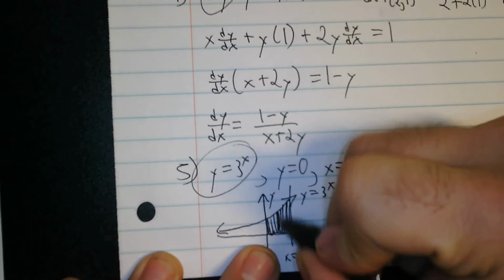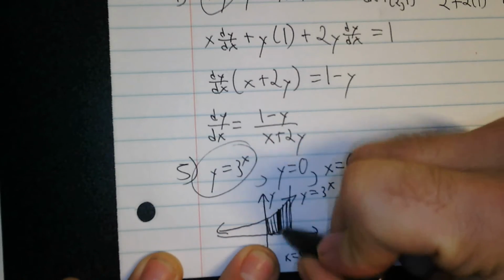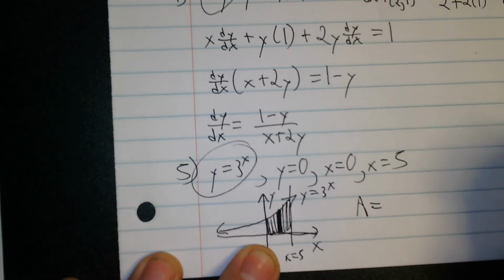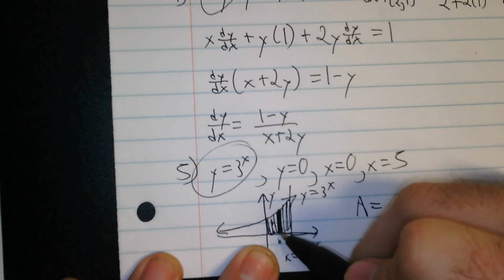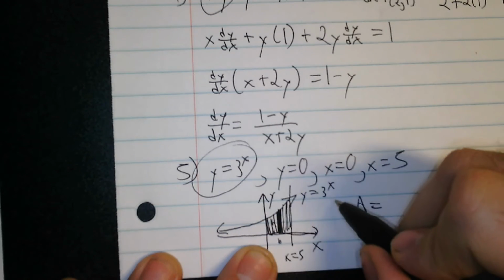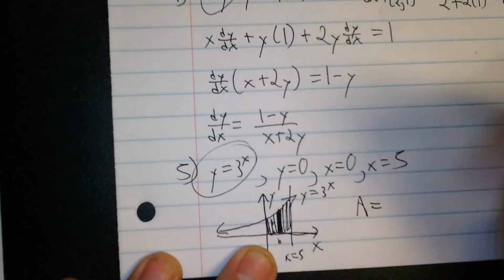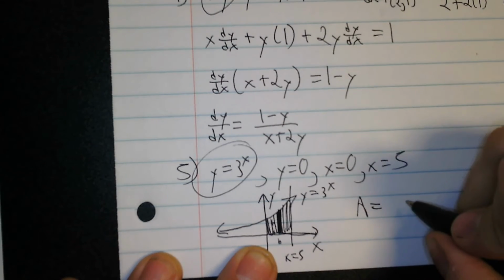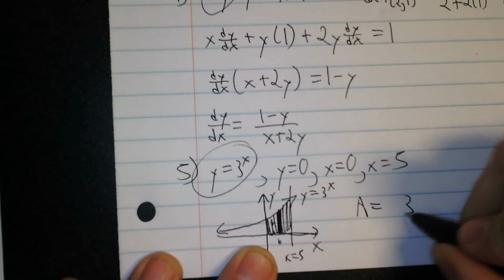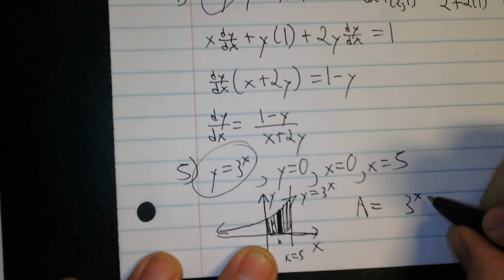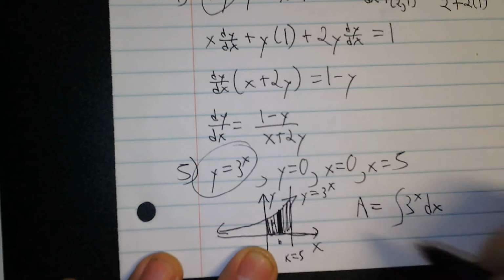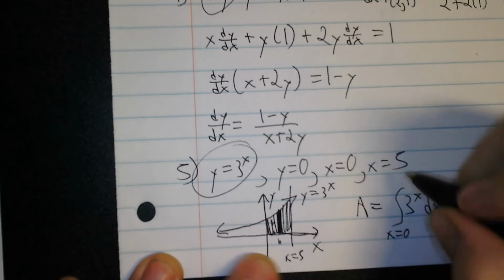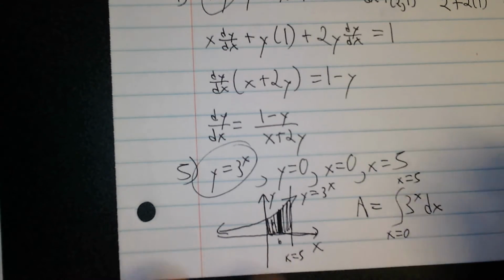First you find the area of a subrectangle. See that subrectangle right there? What would be the area of a subrectangle? Base times height. Base is dx. Height is what? 3 to the x? Okay. And then you want to sum up that height times that base, the area of the subrectangle. You want to sum up all the areas of the subrectangles from x equals 0 to x equals 5.